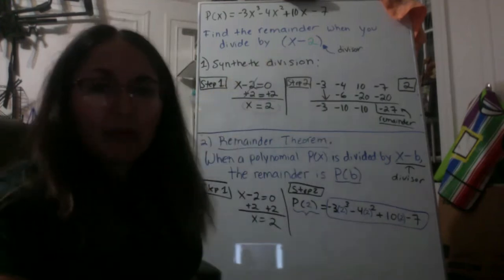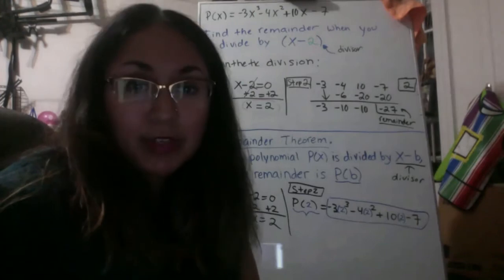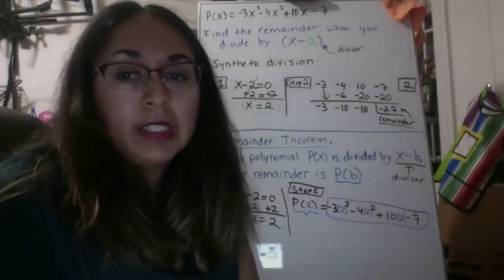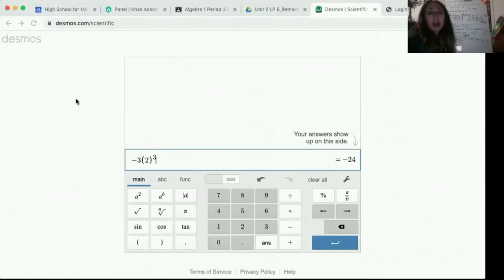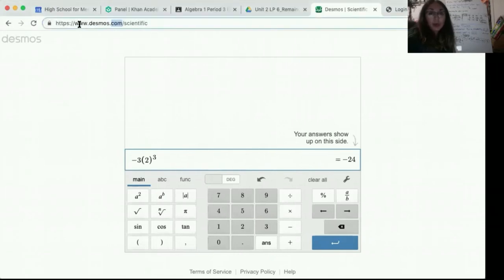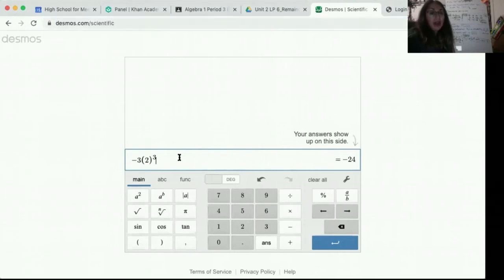So I'm going to go ahead and share my screen with you. And I'm going to go to desmos.com/scientific. You can pause so you can write down that link, especially if you do not have a calculator at home. So I already started writing this, but let me just clear. What p of 2 is equal to, I'm going to plug in. So after the equal sign, I have negative 3 parentheses 2 to the third power, parentheses.